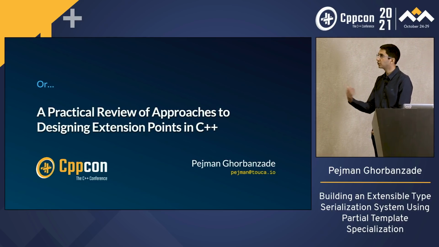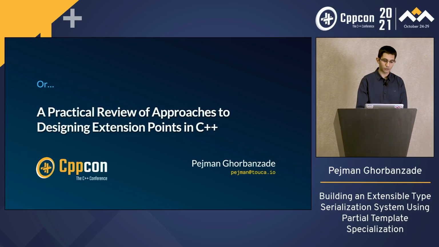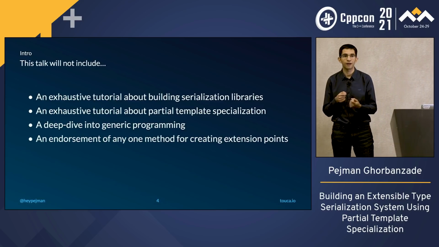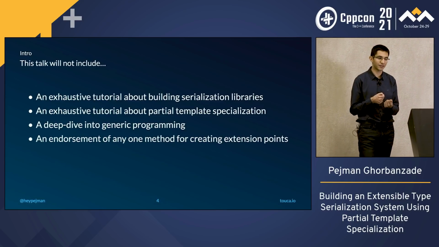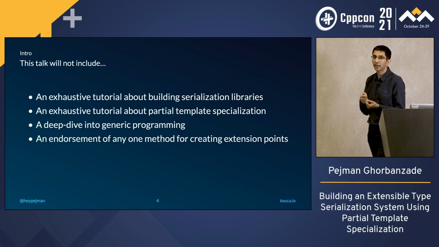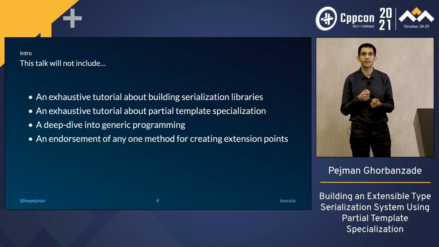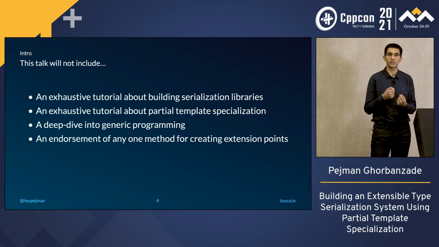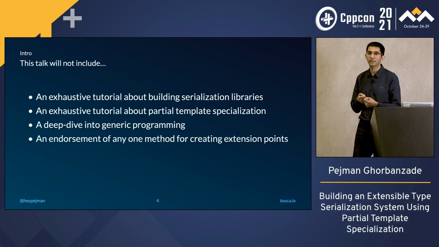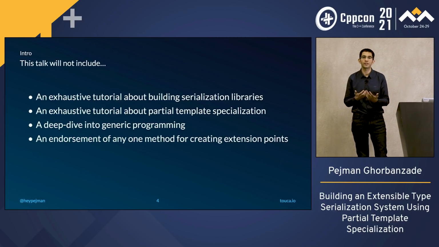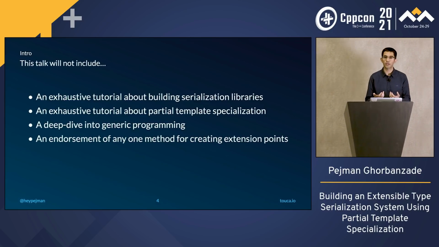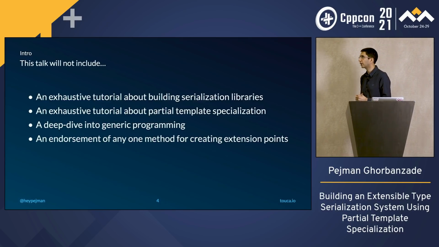In fact, if I could change the title, I would change it to a practical review of approaches to designing extension points. This has two benefits. One is that it de-emphasizes the usage of partial template specialization a little bit. The second is that it de-emphasizes building a serialization library, because when we are talking about extension points, we are not necessarily limiting ourselves to designing libraries for serialization. Hashing functions and servers and everything else, when we create libraries, we need to ask ourselves if we want to build it in a way that extends the functionality to users and consumers of our library.